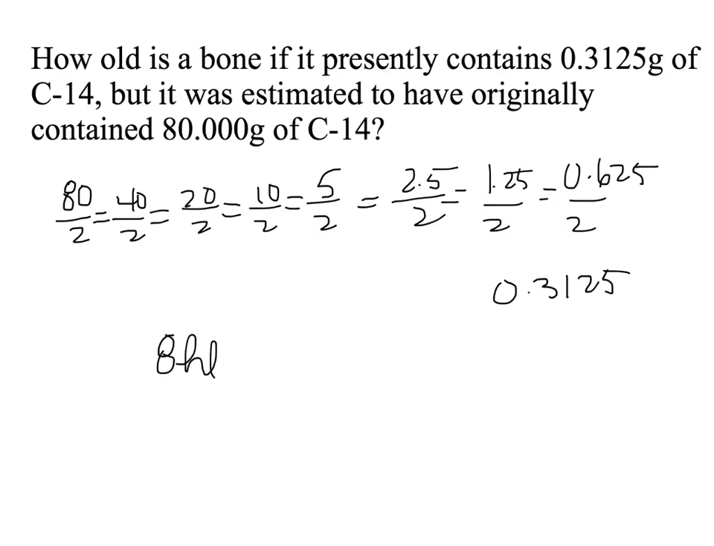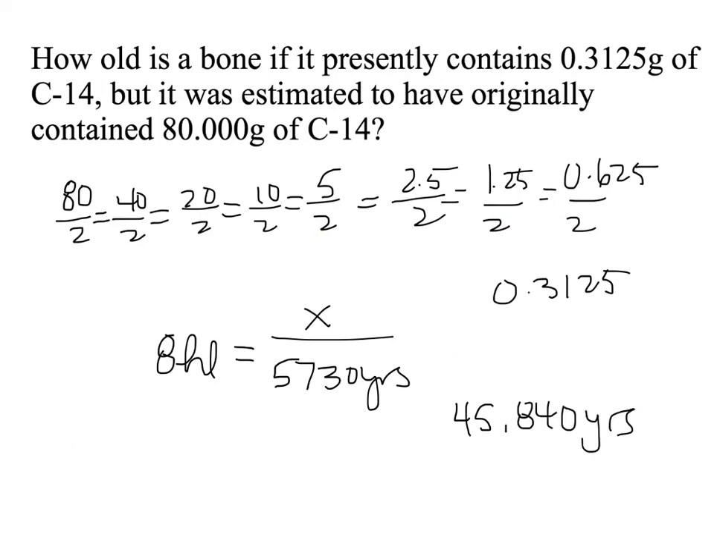All right, so now what it is asking, it wants to know approximately how old that bone is, this thing that was once living. Once again, the time elapsed I do not know. The half-life of this isotope is 5,730 years. So if I want to solve for x, I simply take 8 times 5,730. I get 45,840 years.